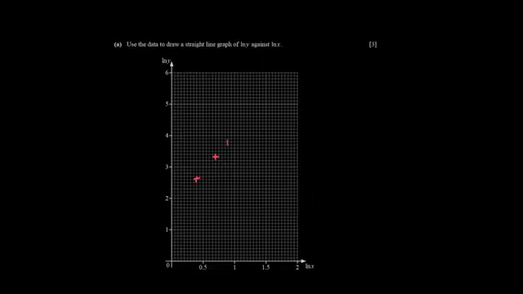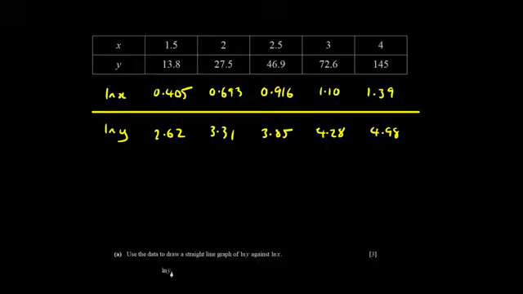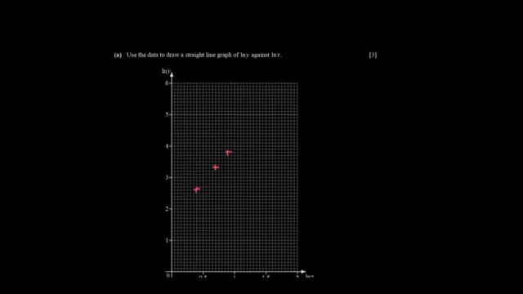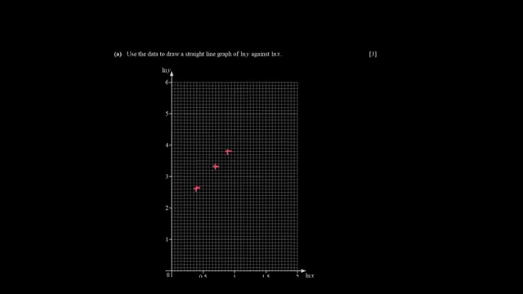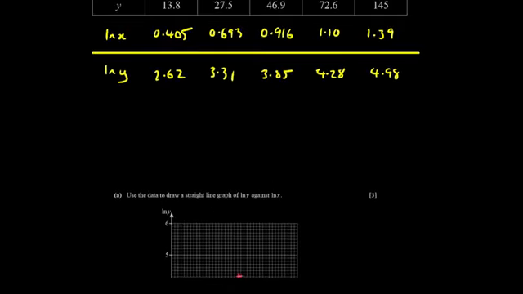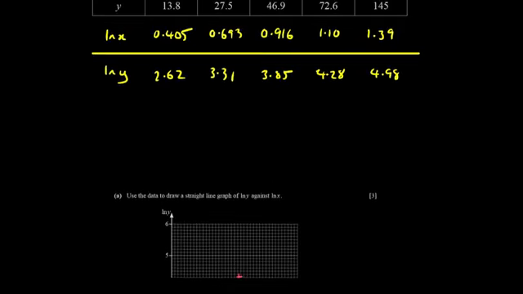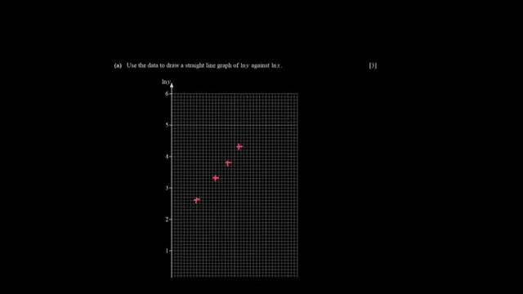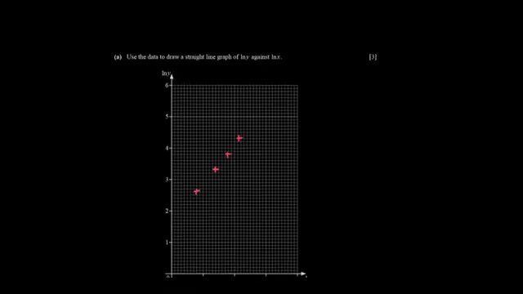There, I guess. And next one. 1.1, 4.3. 1.1 all the way up to 4.3, there-ish. Okay. And 1.39, so 1.4 and almost 5. So go up, sort of there. I think that should be about right.